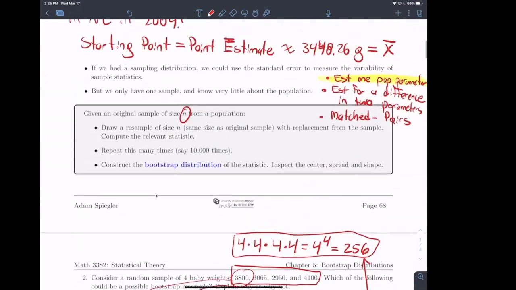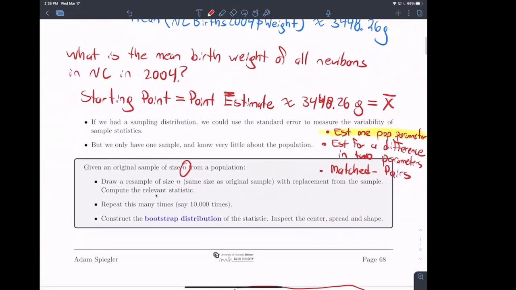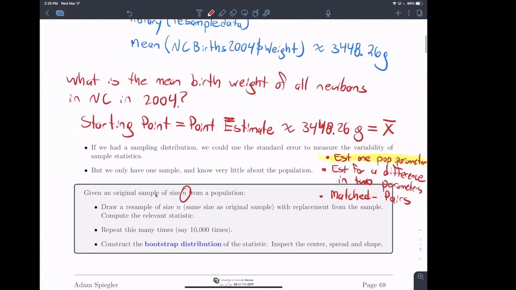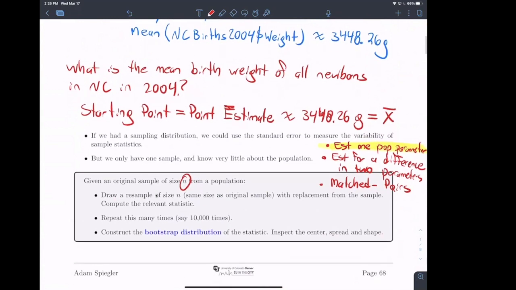Okay, so the goal here is we want to approximate one population parameter. And so we have one sample, we calculate the mean of that sample. That's going to be our starting point for our estimate.